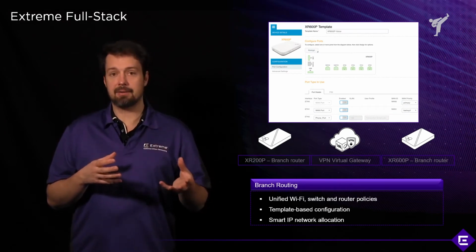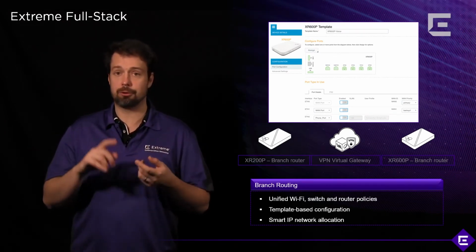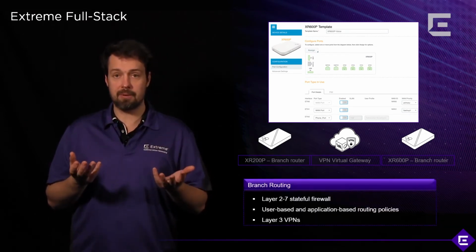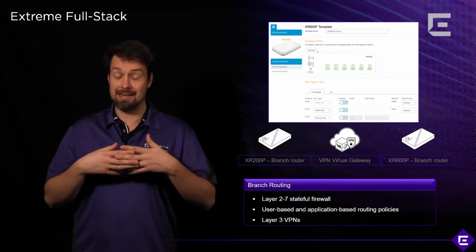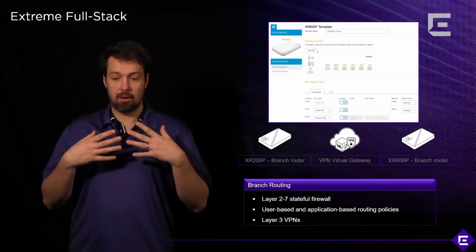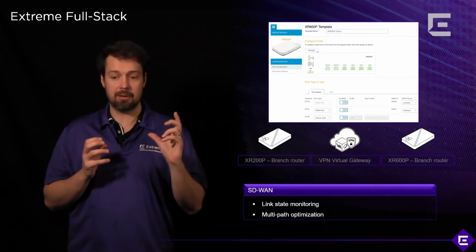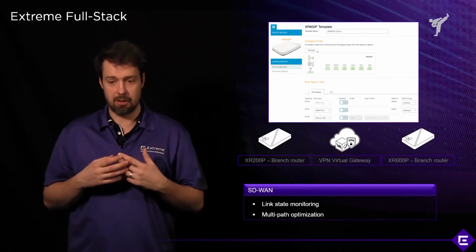It provides everything you need to set up a remote location, including a DHCP server, a DNS server. It can form VPN connections, or layer 3 VPN. It provides user-based and application-based routing policies. And on top of that, we have the SD-WAN component, which provides link state monitoring and multipath optimization, or per packet multipath optimization.